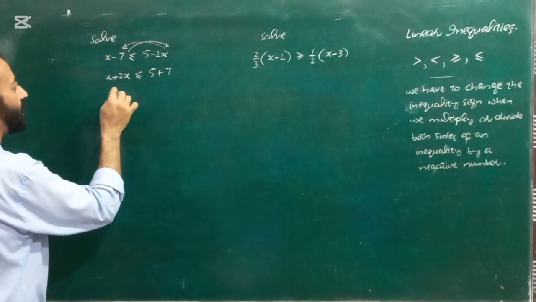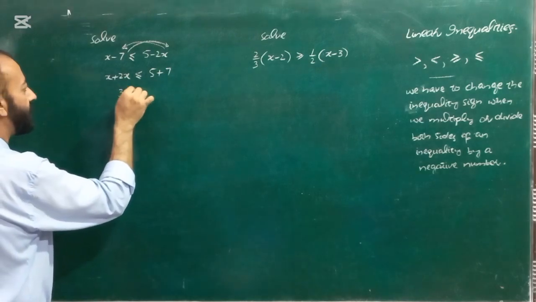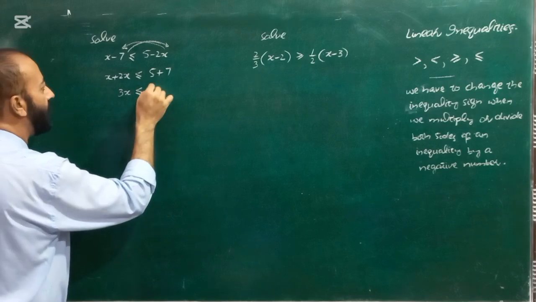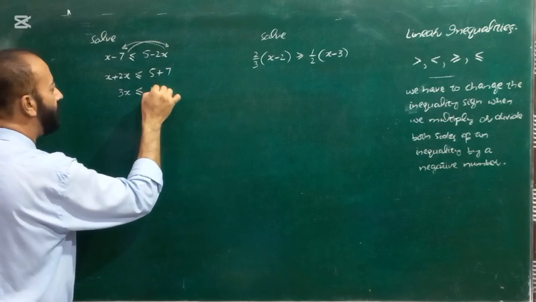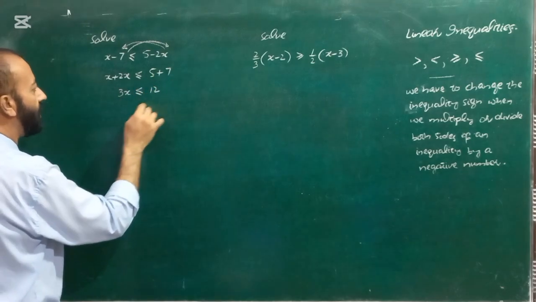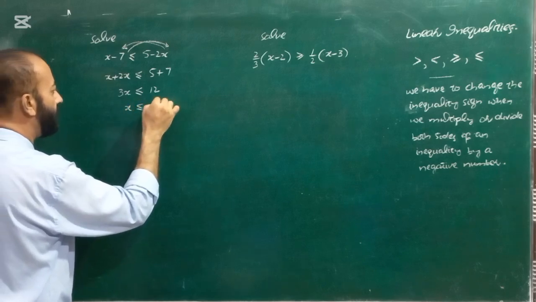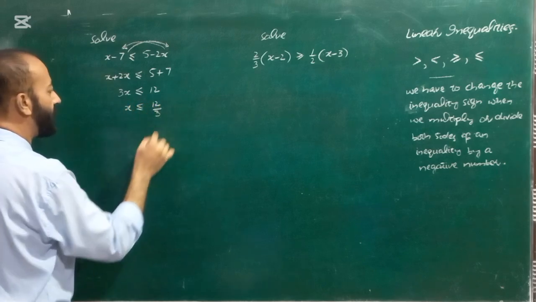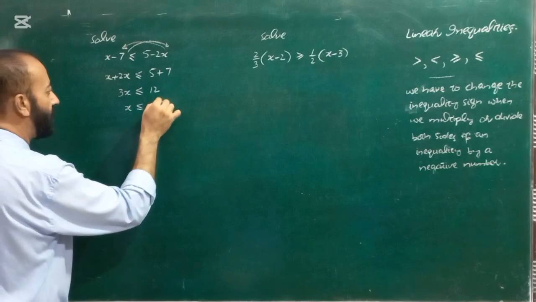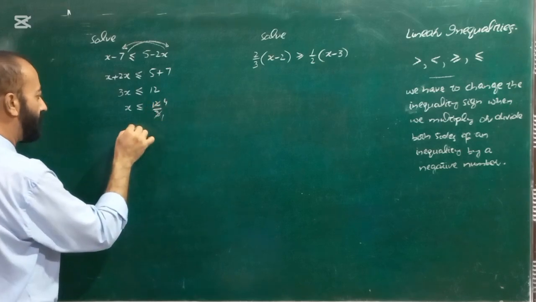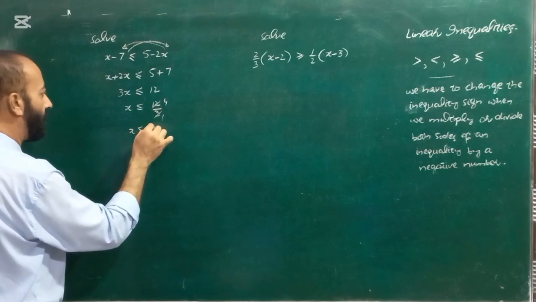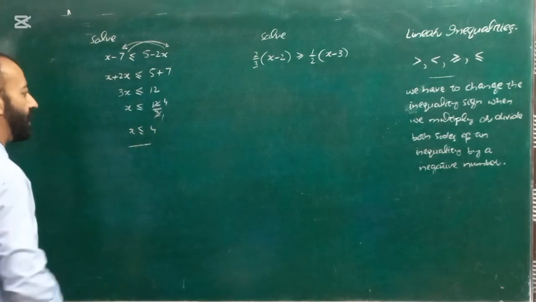So on the left hand side, x plus 2x will become 3x. This sign is still there. 5 plus 7 is 12. In the next step, this 3 will go to the right hand side into the denominator. So 3 ones are 3 and 3 fours are 12. So x is less than or equal to 4 is the answer.